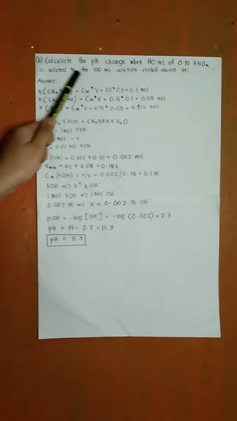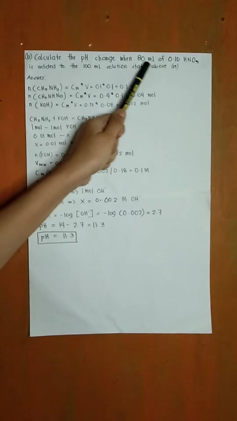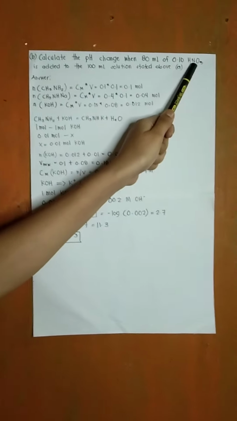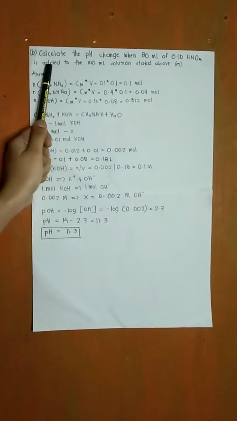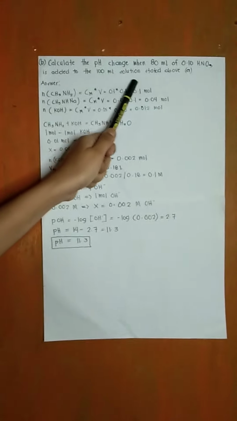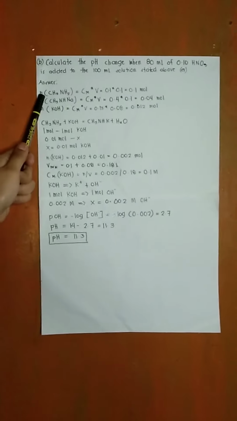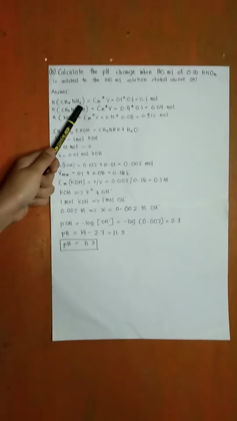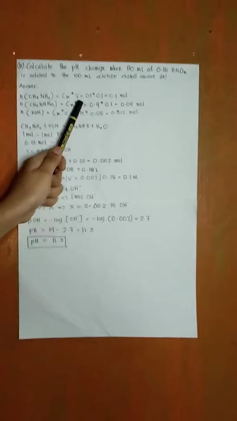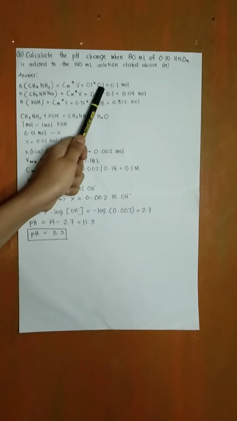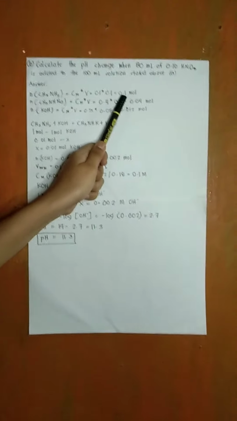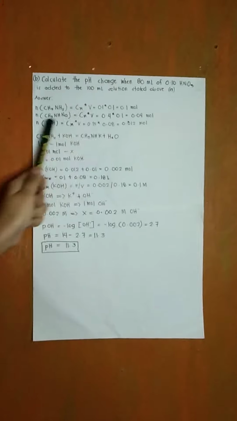B. Calculate the pH change when 80 ml of 0.10 HNO3, or nitric acid, is added to the 100 ml solution stated above in A. So, this is the solution of this problem. N of CH3NH2 equals Cm times V equals 0.1 times 0.1. The answer is 0.1 mole.